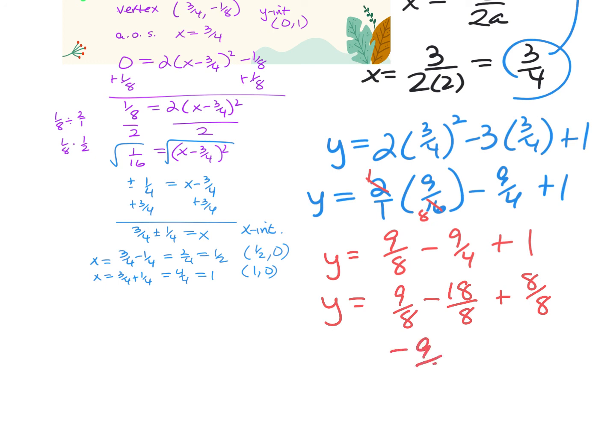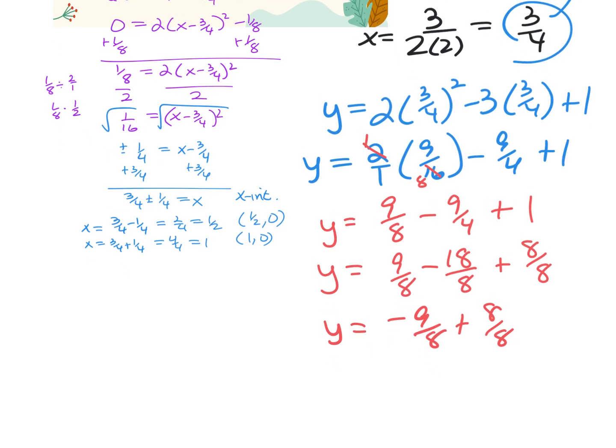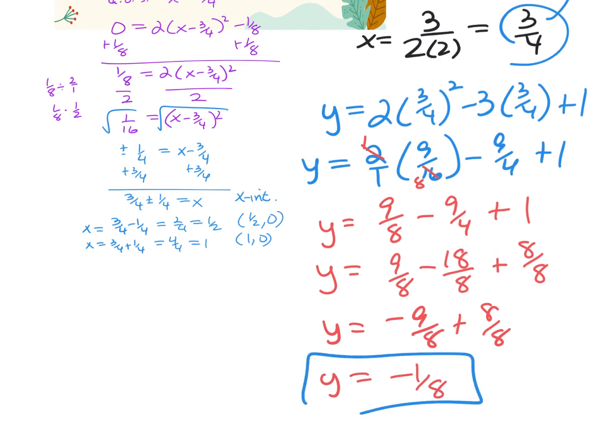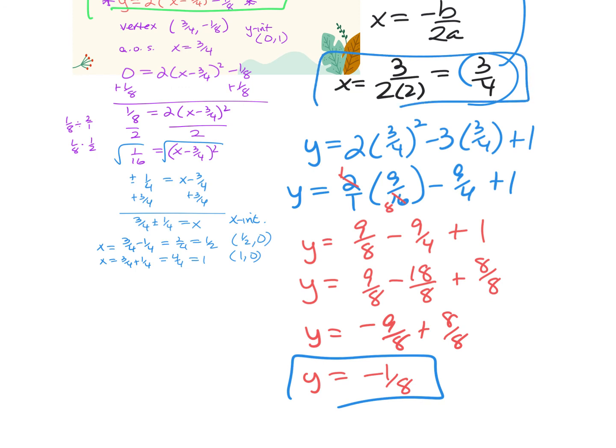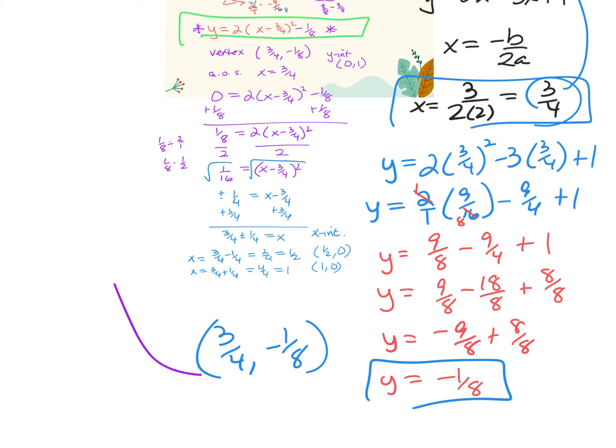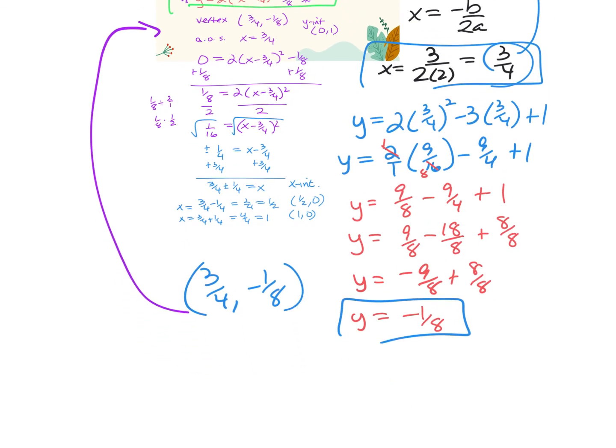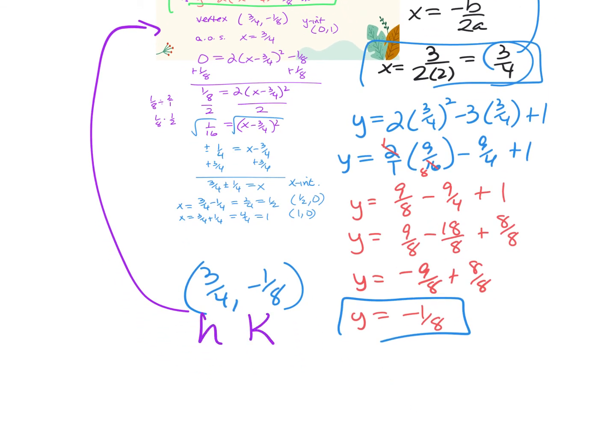I get negative 9 over 8 plus 8 over 8. And then when I subtract, I get the negative 1/8. So my vertex is, this is the y, this was the x. So my vertex was 3/4, negative 1/8. The same vertex I got when I did completing the square. So if you're ever uncertain about your vertex, you can do that. Now remember, this is h, this is k.